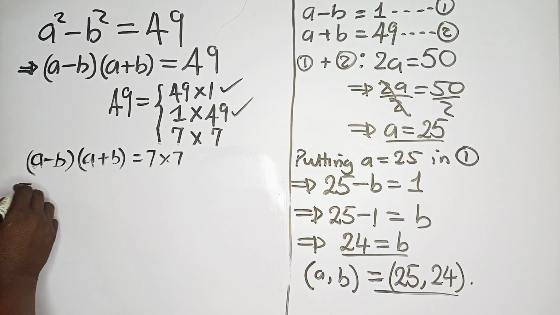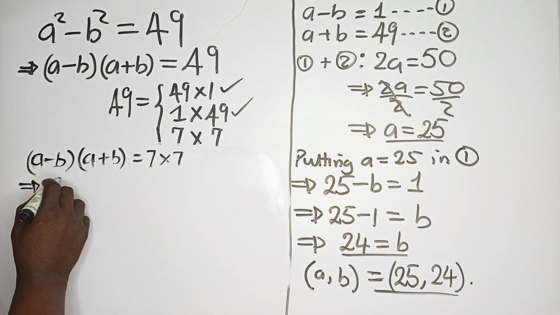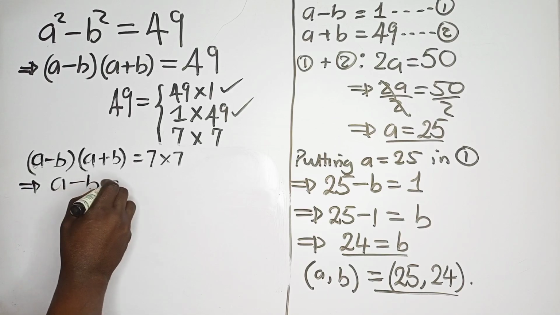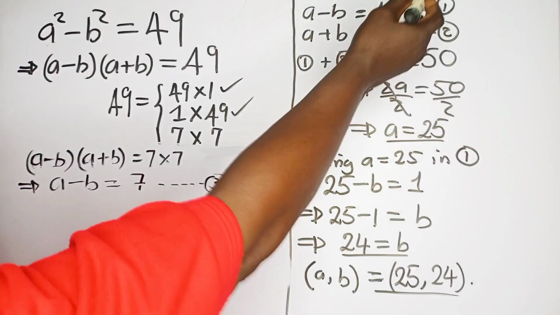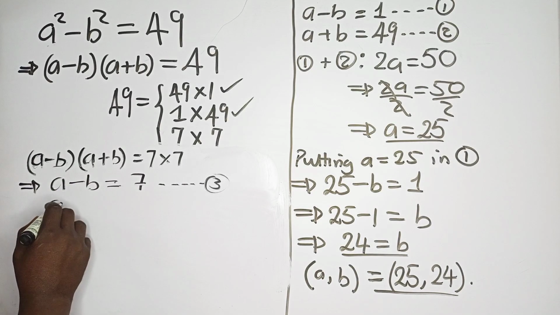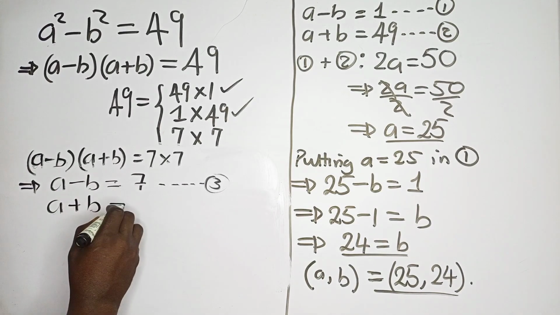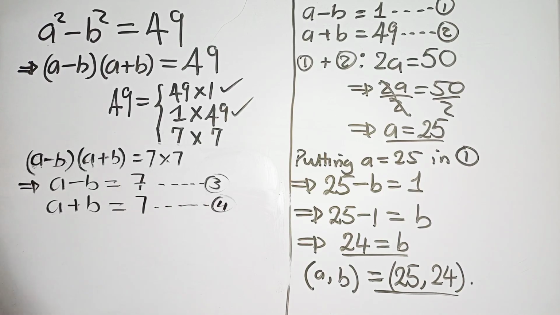So let us now bring out our two equations that we did earlier. It means A minus B is 7, which we can call equation 3, since we already have equation 1 and equation 2 there. Then we also have A plus B is equal to 7. We call that equation 4.